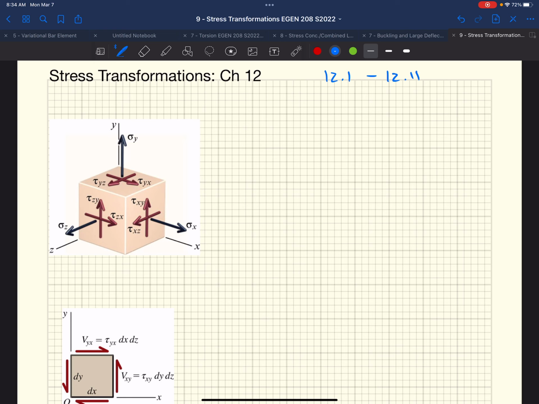So if we looked at a little cube of this block somewhere inside it, maybe the very center of this block, we'd end up with something that looked like this, where we could have normal stresses acting on any of the faces, all 6 faces of this cube. And we could have shear stresses on each of the 6 faces of this cube. We would call this a 3D stress block.